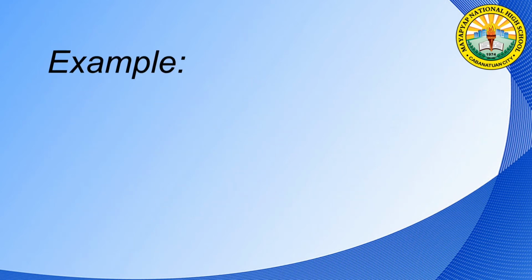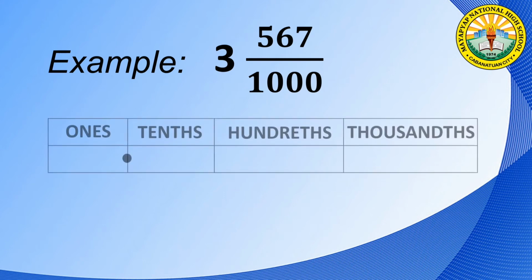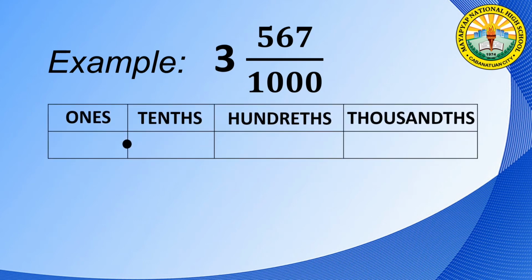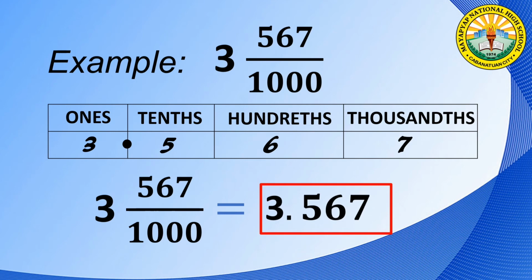Another example, 3 and 567/1000. Since the denominator is 1000, the last digit 7 in the numerator should be placed in the thousandths place, 6 in the hundredths place, 5 in the tenths place, and the whole number 3 should be placed in the ones place of the place value chart. Hence, 3 and 567 over 1000 is 3.567 in decimal form.